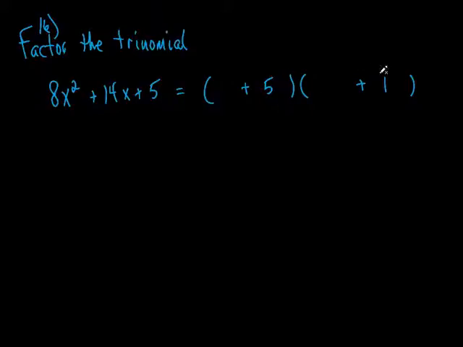5 and 1, right? I could put 5 and 1 or 1 and 5. Those are really my only 2 options with 5, so that made it kind of easy. What about 8 though? I've got a couple options with 8, don't I?